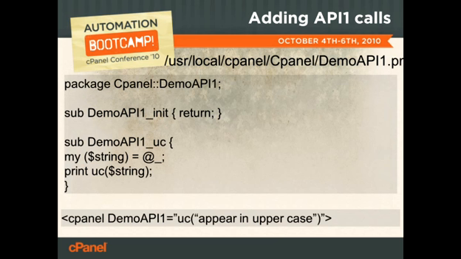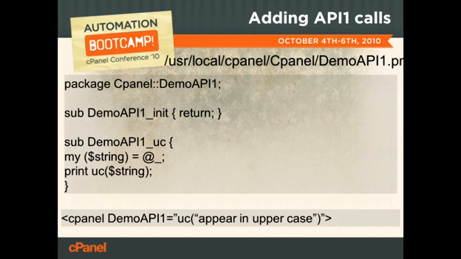Here's a very basic example of an API 1 call. Now, if you're familiar with Perl programming, you'll know that this is a package. And we define it within the cPanel namespace, and then we have DemoAPI1, which is just the name of the API module that we're using. Then we have sub DemoAPI1_init. This subroutine is required for every single API 1 module that you write. This is used for any setup code that you want to do. So if you have an HTML page that executes several API 1 calls, you can use this to run code before the rest of those are run, and it's only run once.